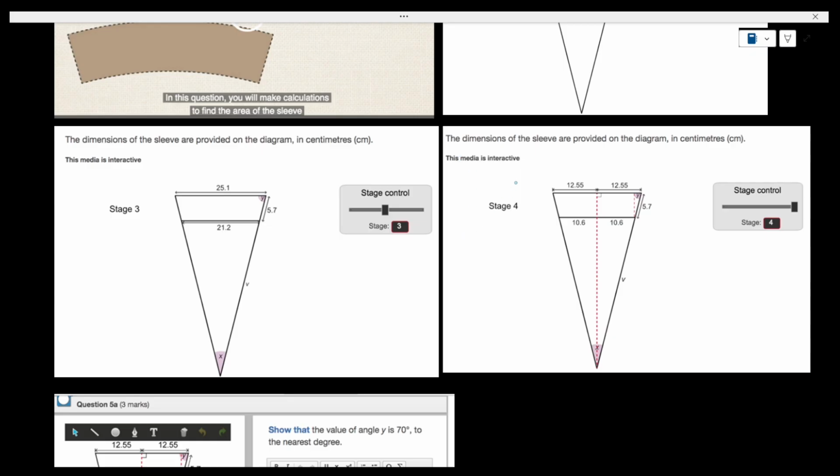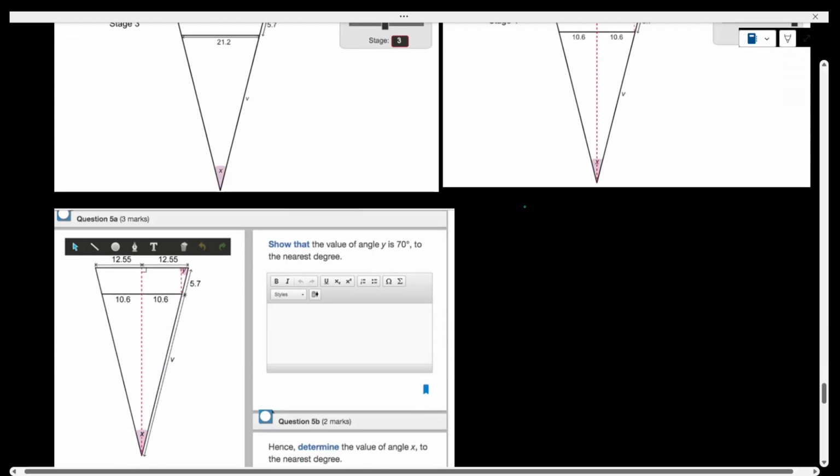Now what do we need to find out here? We need to show that the value of angle y is 70. If you see, angle y is this small angle. Now, how can we calculate it? We know that some dimensions are known here. This part is 10.6, so they are making lines here, and this much part is going to be 10.6.